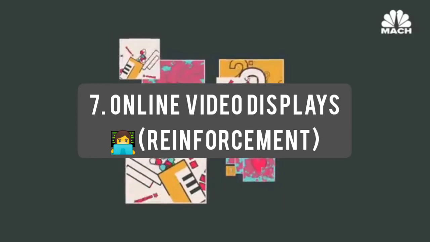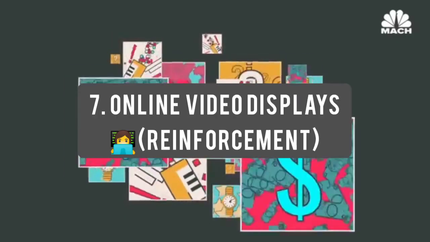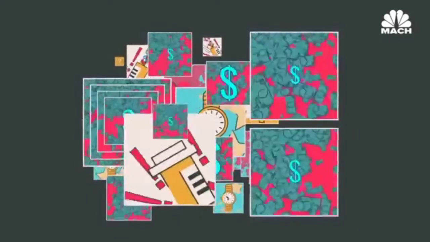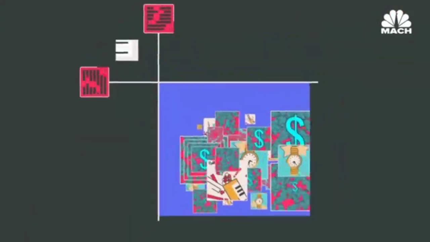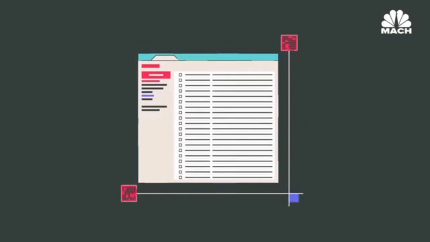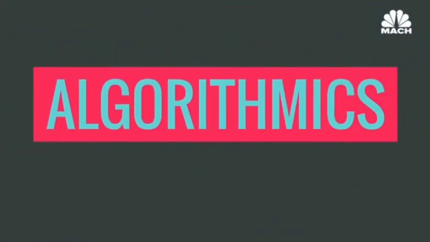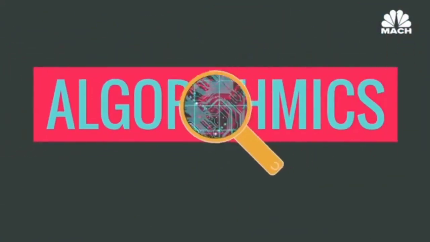7. Online video displays. Video display is serving the user a low or high bitrate video based on the state of the video buffers and estimates from other machine learning systems.